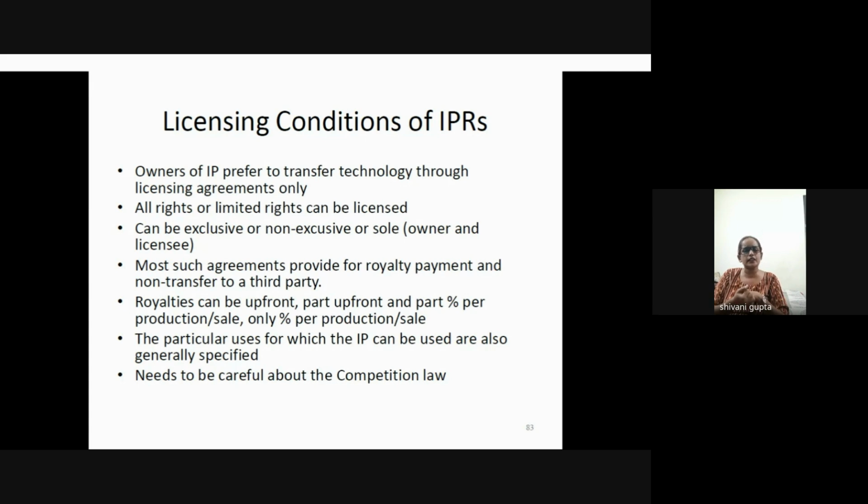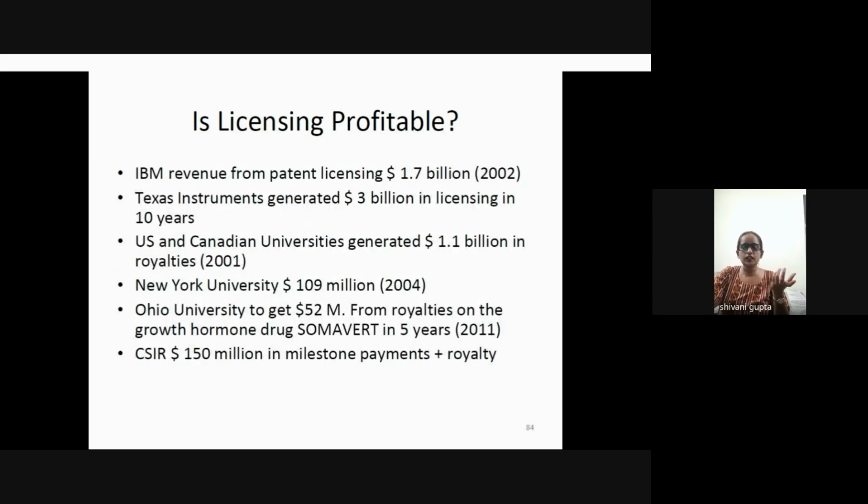The royalties can be upfront, or there can be part payment also. It depends upon the economic ratios, profit and loss values, and production-sale ratio. The particular uses for which the IP can be used are generally specified, whether they are copyrighted material, patented work, or trademark work, and so on. They are also protected under the Competition Act, as I have mentioned earlier.